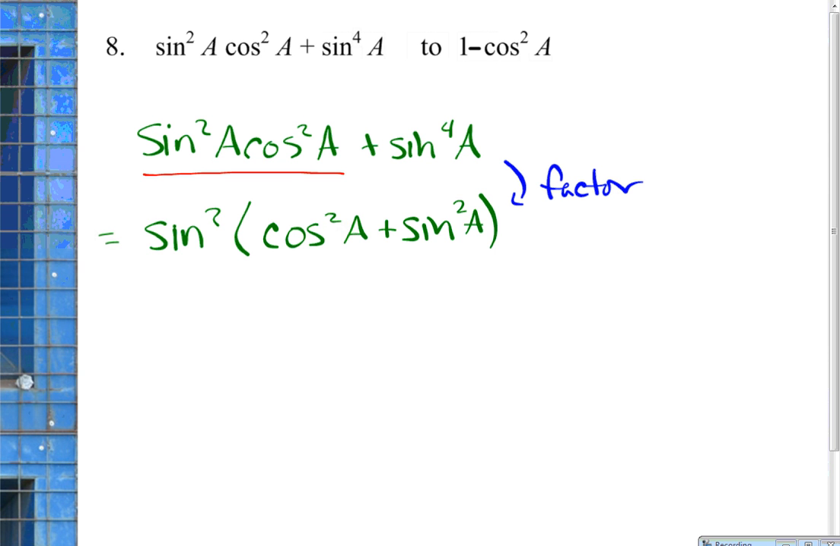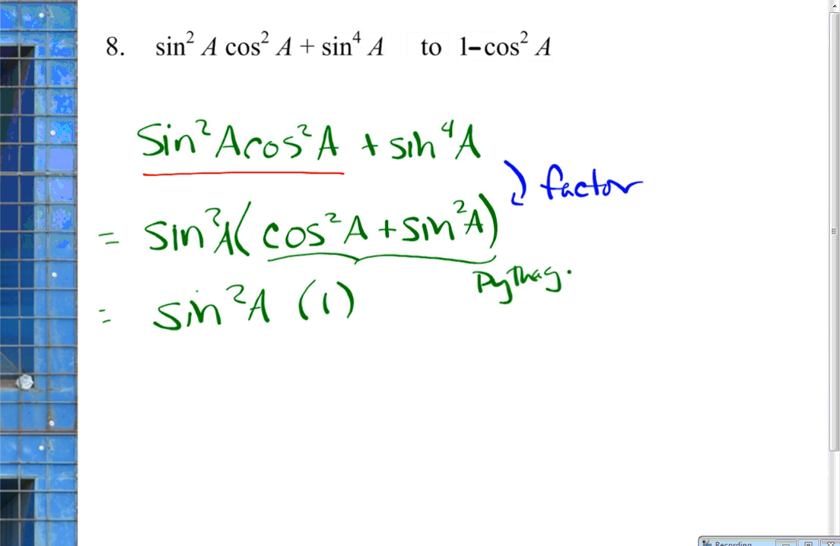Anything strike you here? It should. Oop, I forgot the A. Sorry. This is just equal to 1. Dear old Pythagoras.